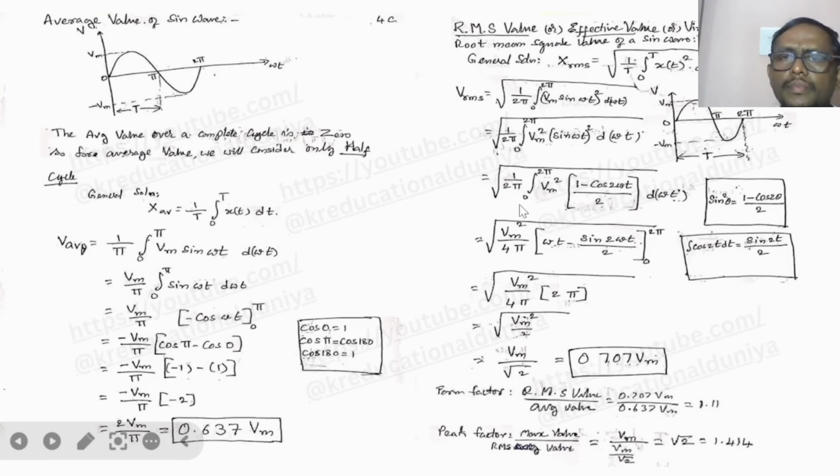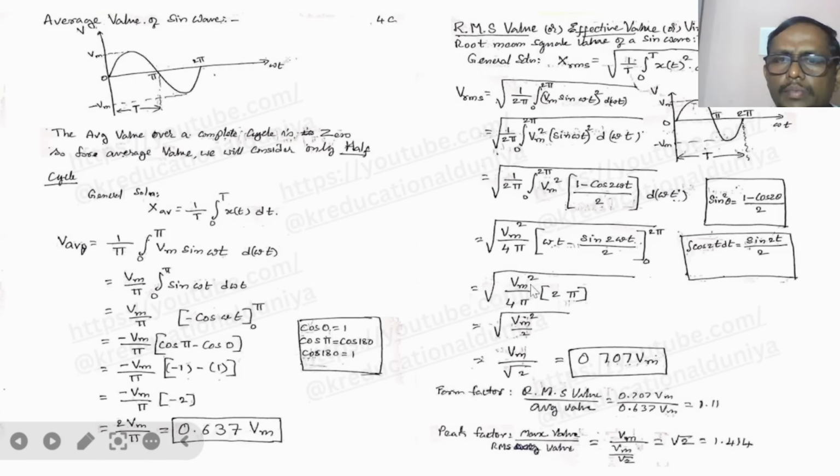And under root this Vm square comes out, and the 2 also comes out, so it will become 4 pi. So 4 pi, and I am applying the integration also: omega t minus sin 2 omega t by 2, and the limits are 0 to 2 pi. So I am applying the limits.